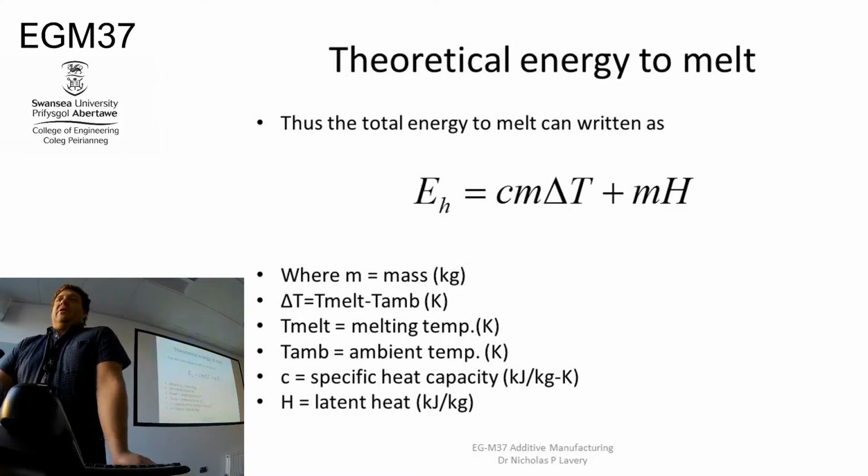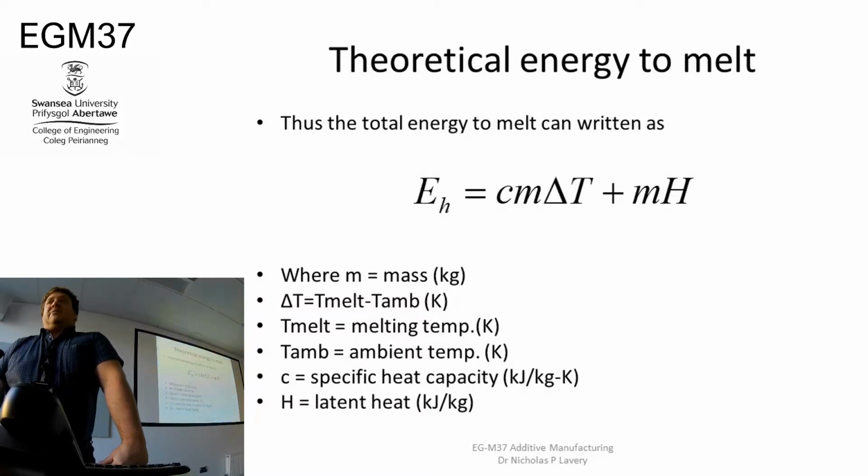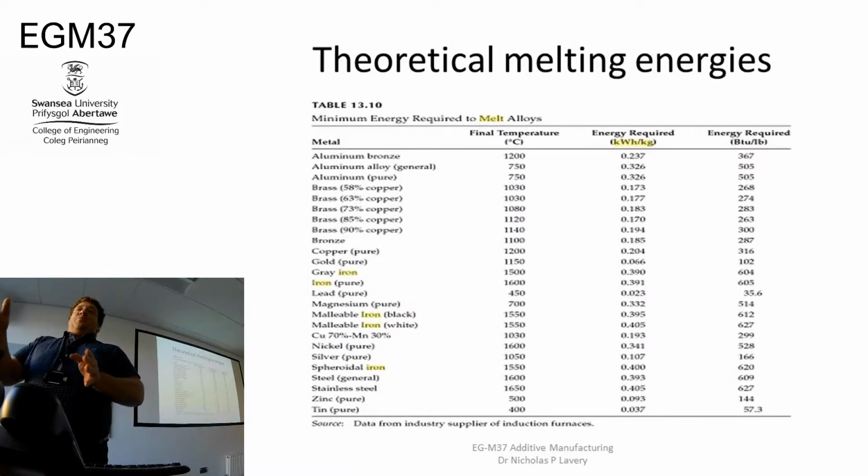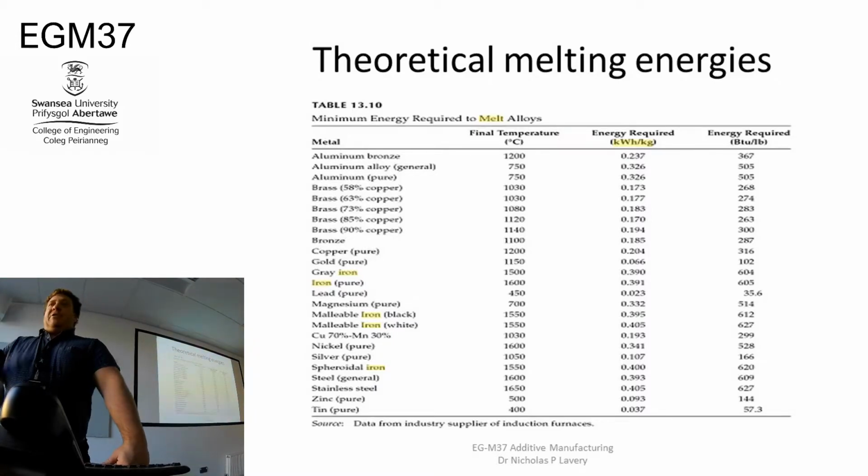So you've got the total energy to melt is specific heat times mass times the change in temperature up to the melting point, and then you've got mass times the latent heat to give you the energy for the rest of that. So I did have a couple of examples in here, but just because I'm trying to give you a little bit more on the material side of this, I'm going to leave the examples until the last minute.